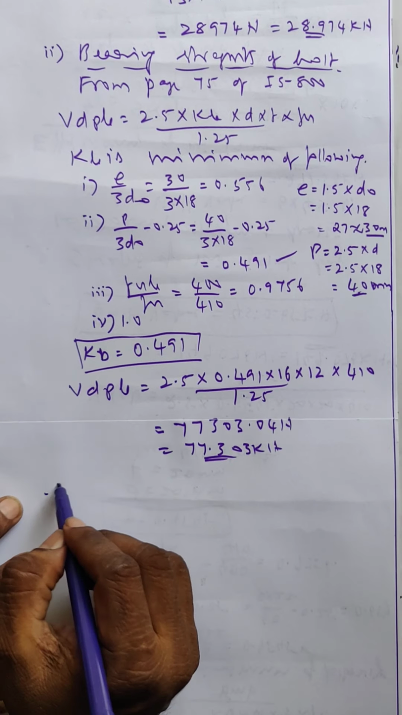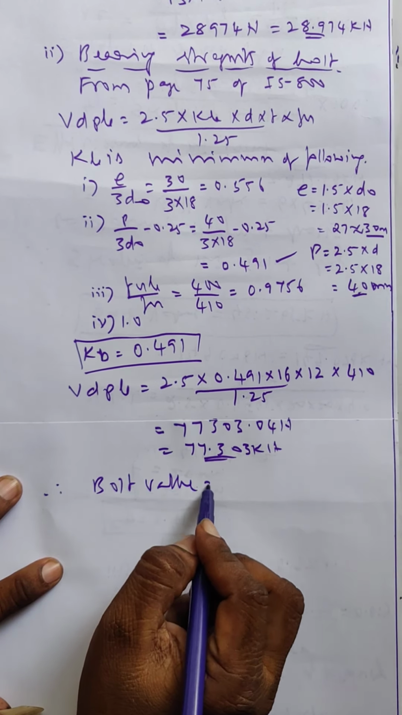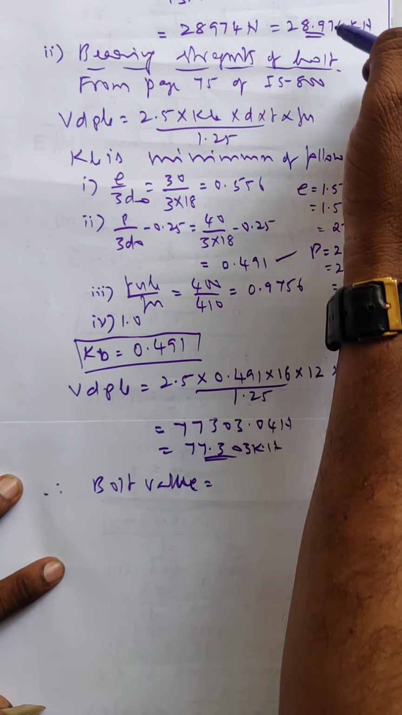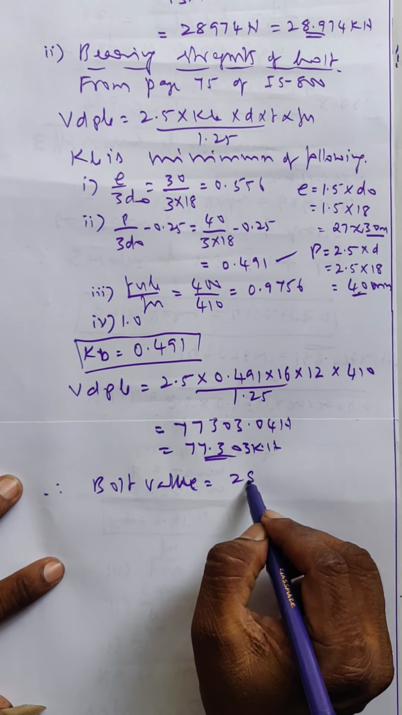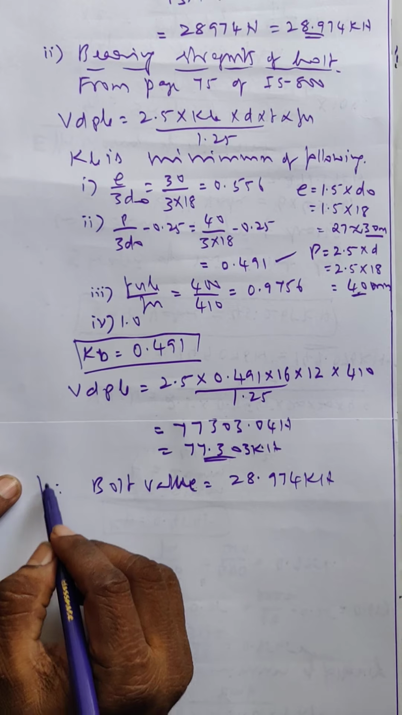Therefore the design strength of the bolt, or bolt value, equals the minimum of these two values. One is 77, one is 28. Therefore it is 28.974 kilonewton. I calculated the bolt value.